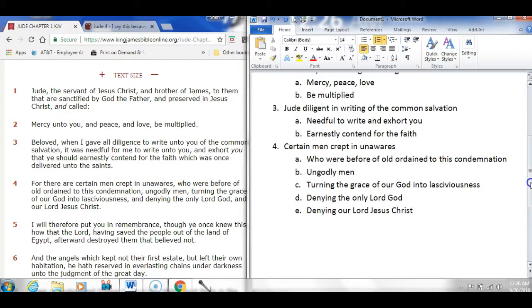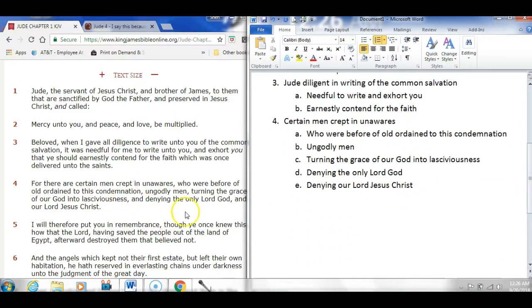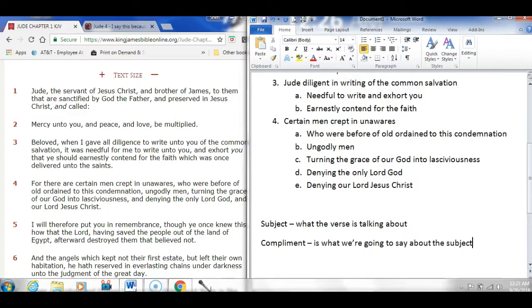Okay. So I just wanted to show you the format and how to just go through and read each verse and then just pick out those things that stand out to you. I mentioned something called a subject and complement. We'll say that the subject is what the verse is talking about, and the complement is what we're going to say about the subject.